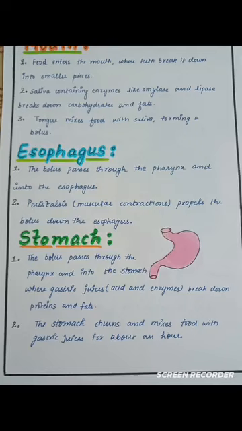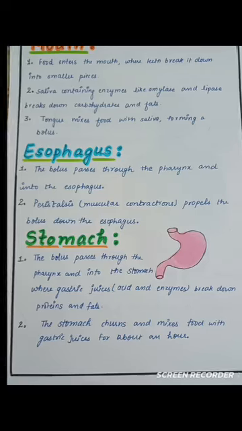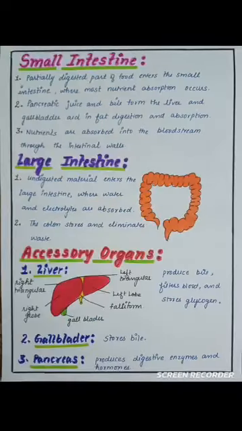And now the stomach churns and mixes food with gastric juices for about an hour. That means the food that we eat stays in our stomach for an hour. So next it moves into the small intestine after an hour. That partially digested food enters the small intestine where nutrients get absorbed.